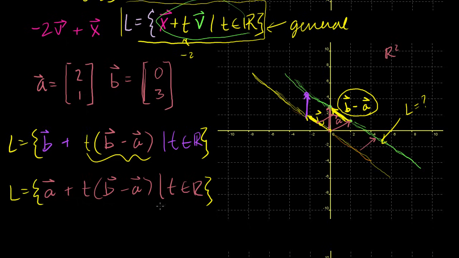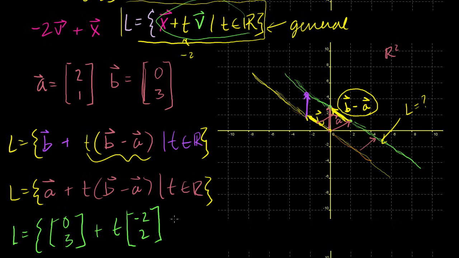All of this seems very abstract, but when you actually deal with the numbers, it becomes very simple. It becomes arguably simpler than what we did in Algebra 1. So this L, for this particular case of a and b, let's figure it out. My line is equal to, let me just use the first example, vector b, so the vector 0, 3, plus t times the vector b minus a. Well, what's b minus a? 0 minus 2 is minus 2. 3 minus 1 is 2. And t is a member of the reals.